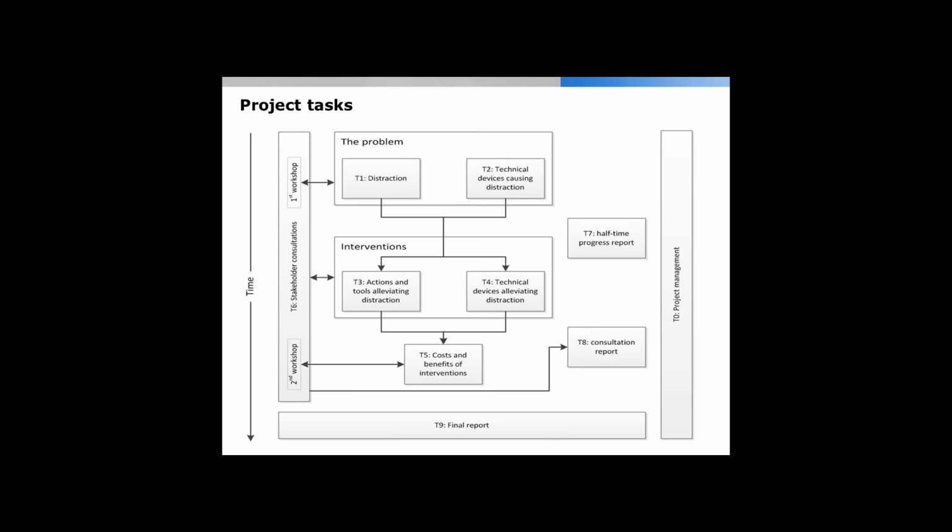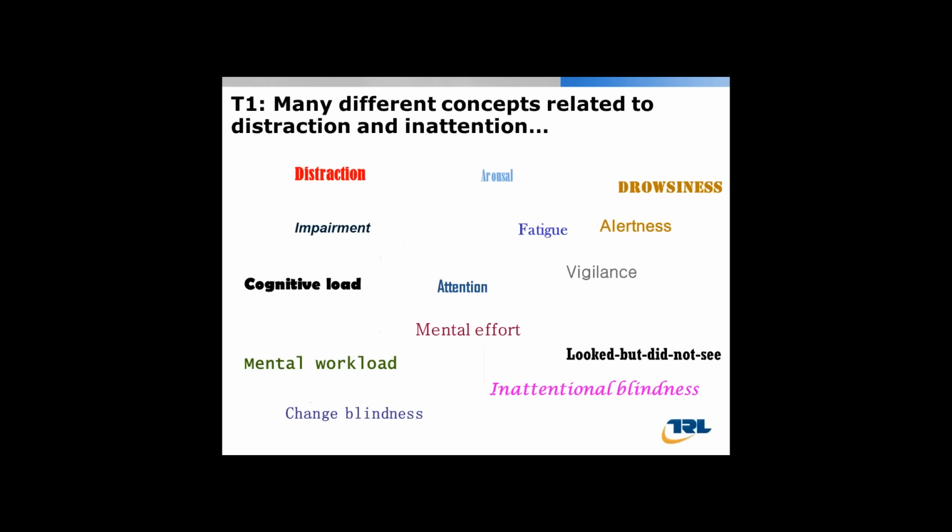So in terms of Task 1 on distraction, there's many different concepts in this area, but essentially distraction is diversion of attention away from the activities required for safe driving or safe use of the road space to some other activity, object or person, and that may be for a driver inside a vehicle or outside of the vehicle.